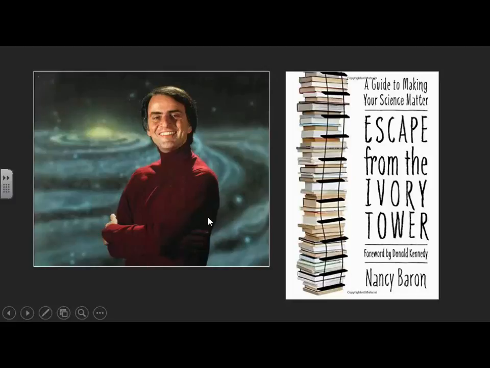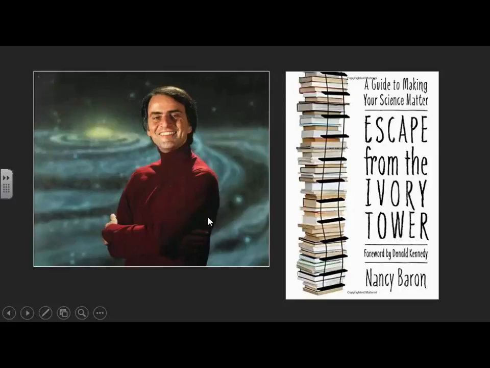She documents a number of case studies in this book of scientists who were hesitant and reluctant. And then they went through a process. She took them on a journey of planning messages and engaging specific audiences. And then she documents how they were able to influence policies and change things as a result of public engagement. And Nancy Baron draws a very, very direct link between effective public communication and leadership in your field.